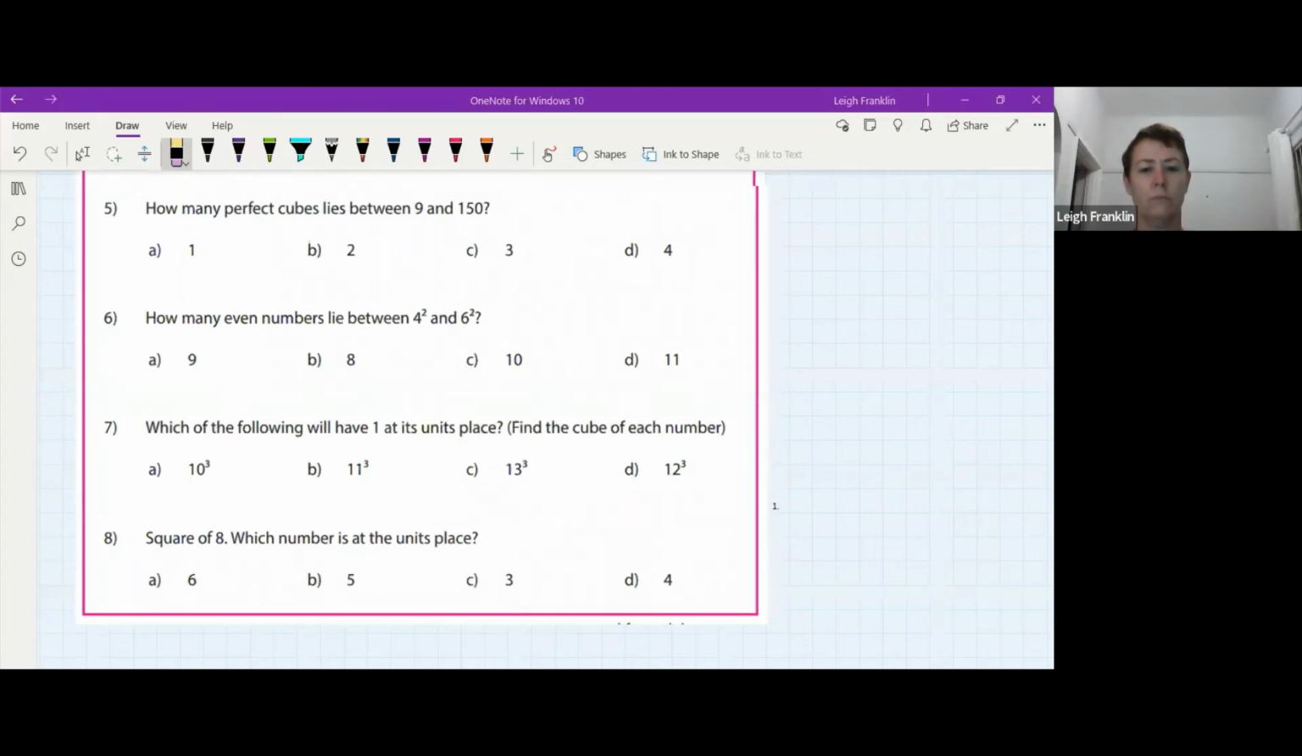Excuse me, teacher. Yes, Jody. By number 6, teacher, you first 4 to the power of 2, what should we make it? 16 to 36. Exactly, Jody. Well done.